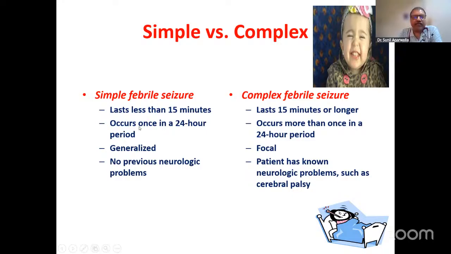It occurs once in a day, that means once. If it is more than once, that becomes complex. Usually it is generalized; any seizure of focal etiology, that means focal or Todd's paralysis, is regarded as complex febrile seizure.